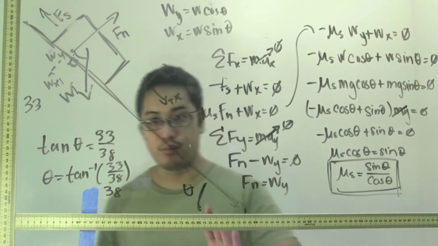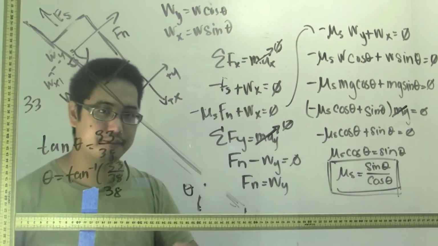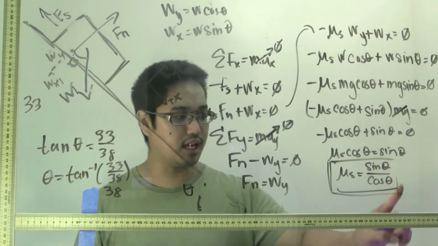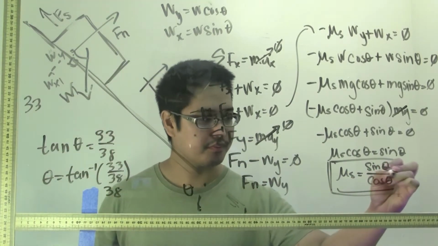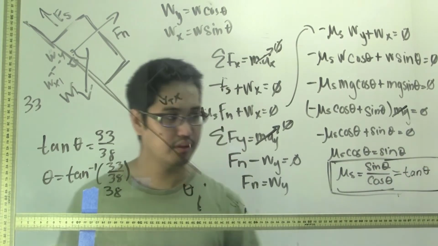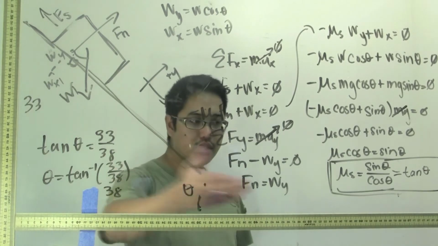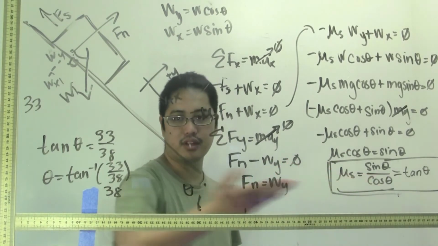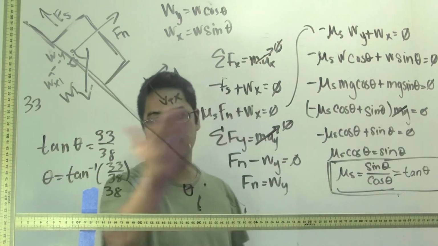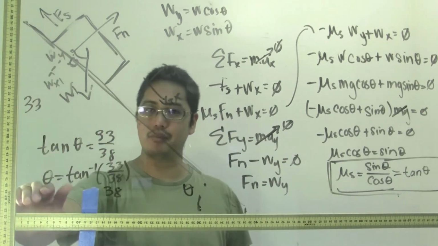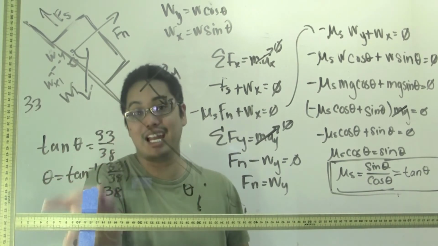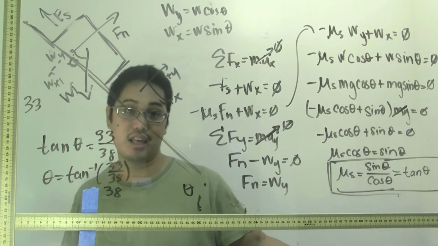But here's the part that would really freak me out. Sine theta over cosine theta is actually equal to tangent of theta. So really, mu s is the tangent of theta, which I know if tangent of theta is equal to 33 over 38, mu s is really just 33 over 38. It's just my height divided by my horizontal distance. It's just the ratio of the angle. Really, mu s is just the angle.